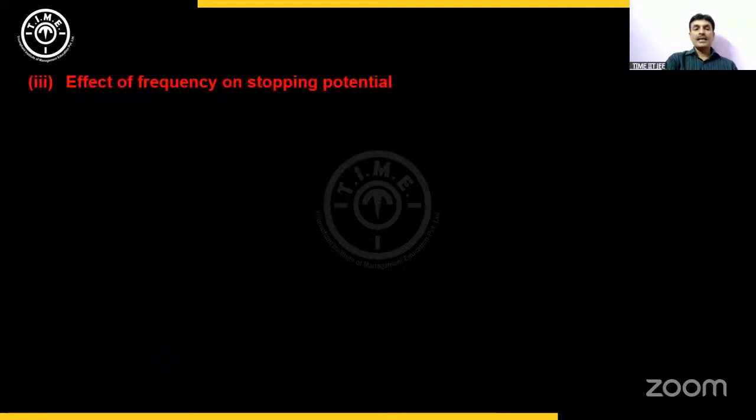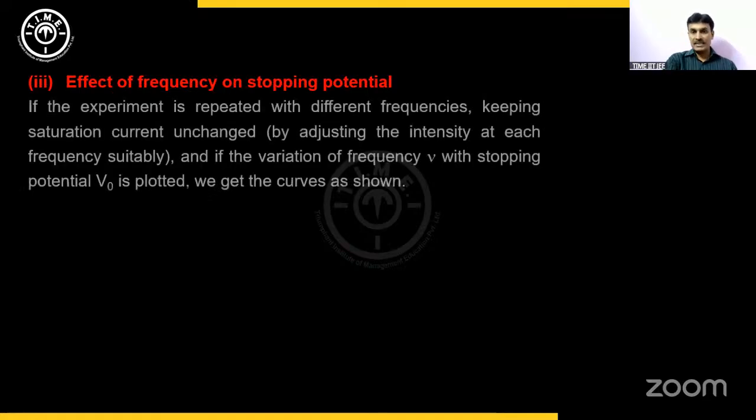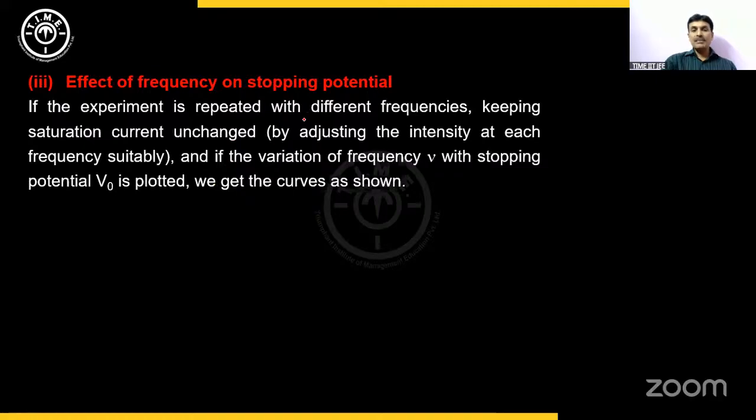Now, another effect of frequency on stopping potential. What is the effect of frequency of radiation on stopping potential? That's what we have discussed just now. If the experiment is repeated with different frequencies, keeping saturation current the same, that means intensity is maintained constant. Saturation current depends upon intensity, no? Intensity is maintained constant, but frequency is altered. So obviously the stopping potential also changes, because stopping potential is directly proportional to the frequency of radiation.